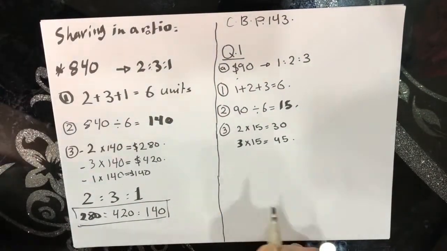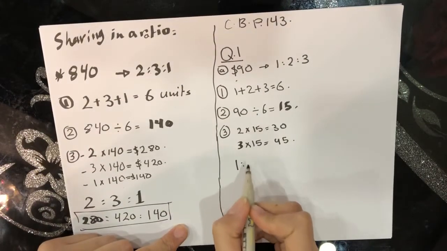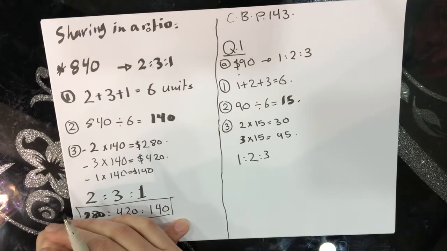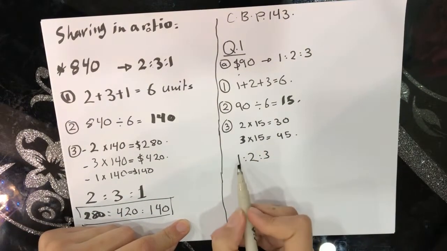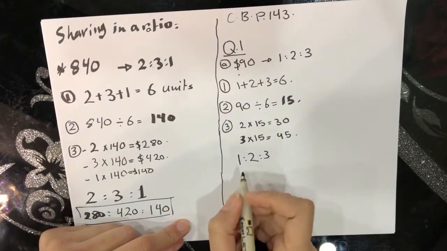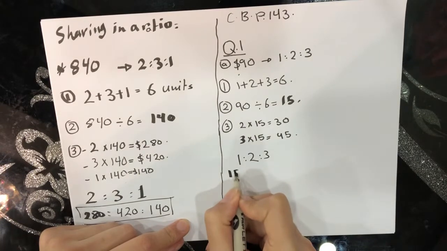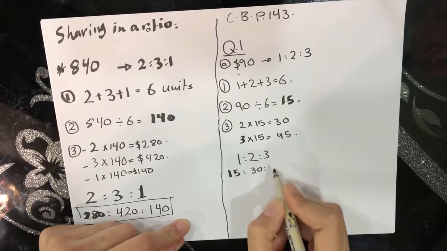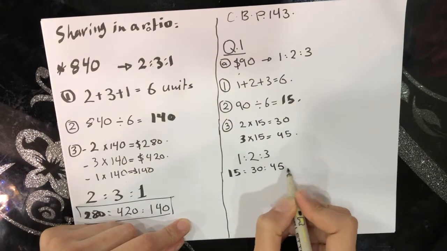Now we need to write it as a ratio. The original ratio was 1 to 2 to 3. When we share it, the person with the 1, he's getting 15. And the person with the 2, he's getting 30. And the person with the 3 shares is getting 45.